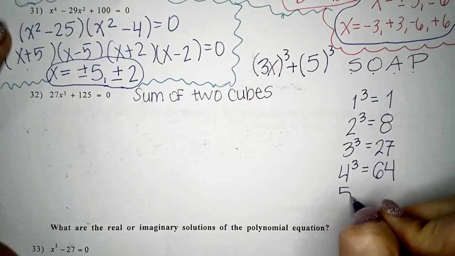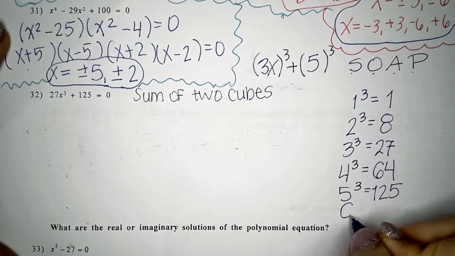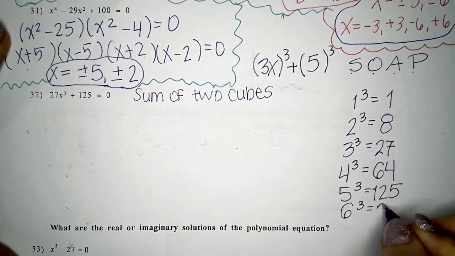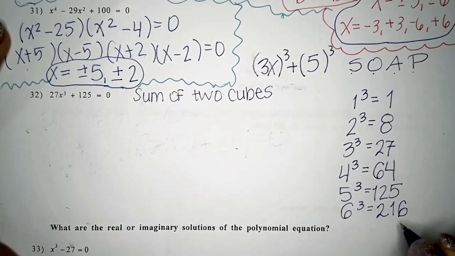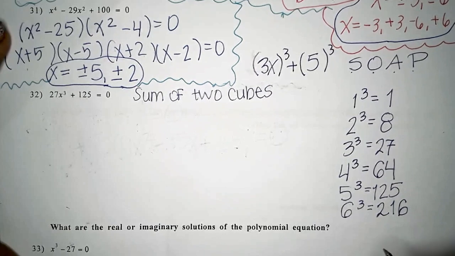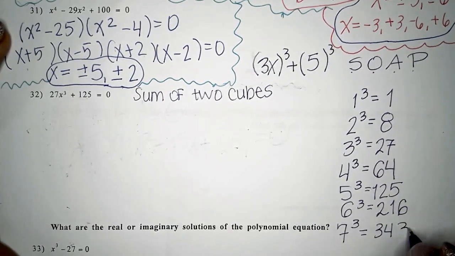All right, and 5 to the third is 125. And let's even do 2 more. Who knows 6 to the third? What did you say, Yvonne? Yeah, 216. 6 to a power always ends in a 6. 7 to the third, we'll stop there. Yeah, that's one I feel like everyone remembers.